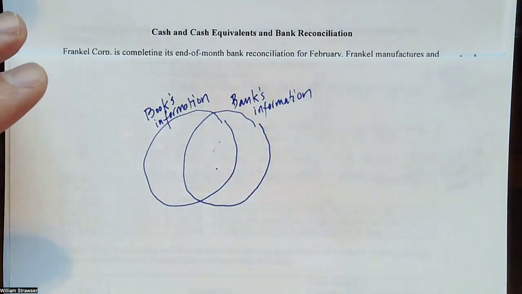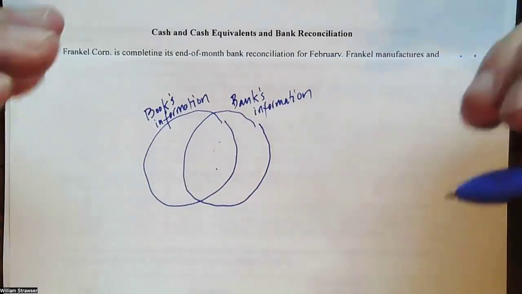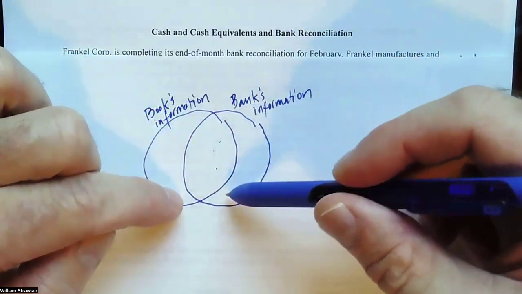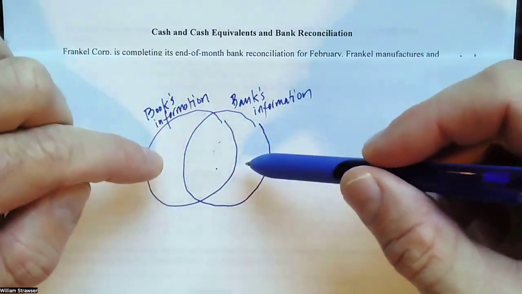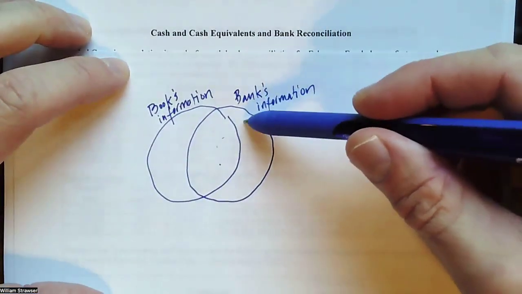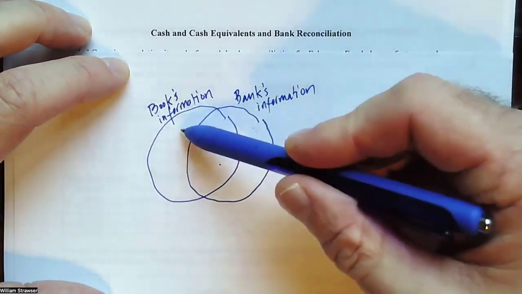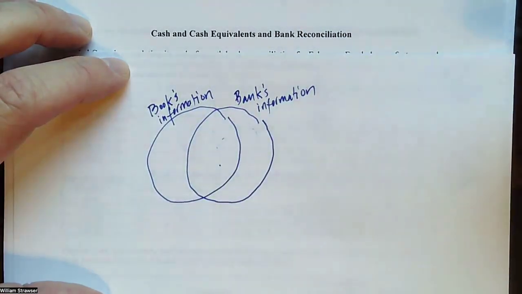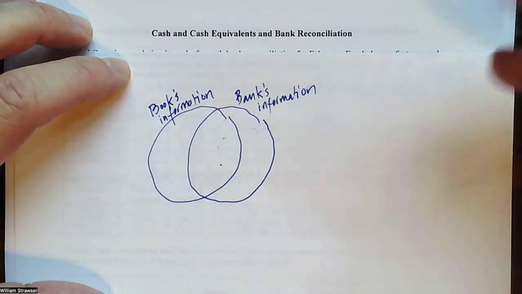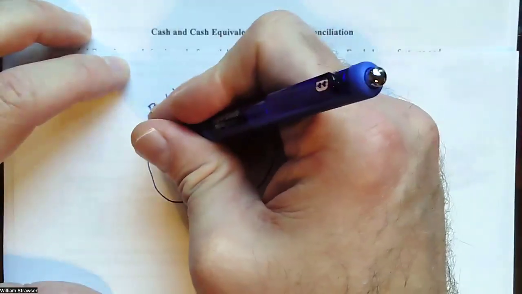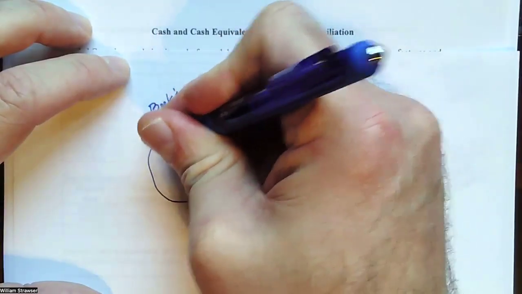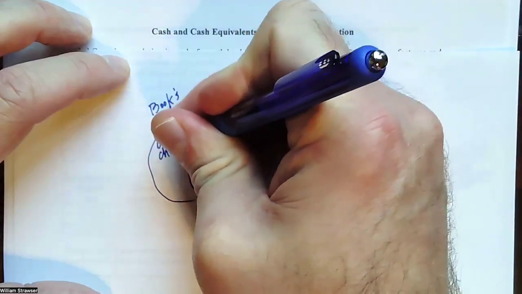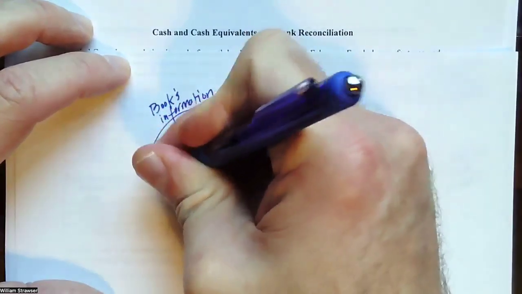Now, while there is a lot of commonality, there's also these two sort of crescent moons on the side, if you will, that recognize that there's information that the bank has, but that the books don't over here, and then information that the books have, but the bank doesn't over here. So, what is the information that the books have that the bank doesn't? The books know about outstanding checks. They also know about our deposits in transit.